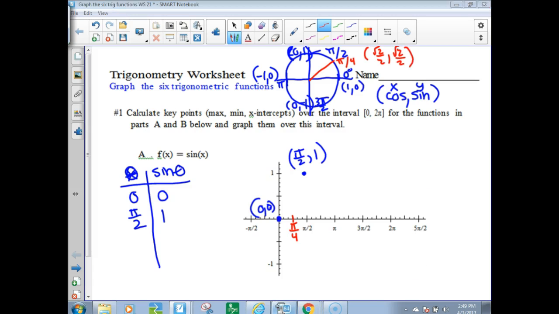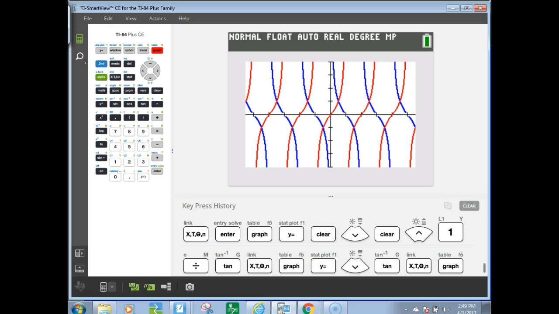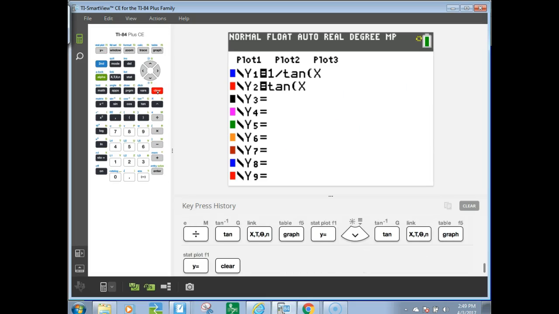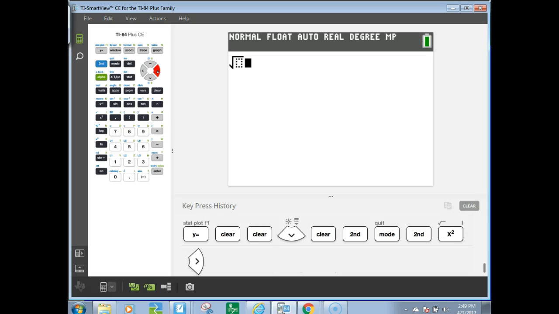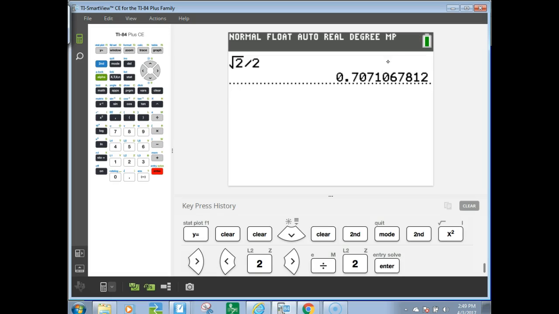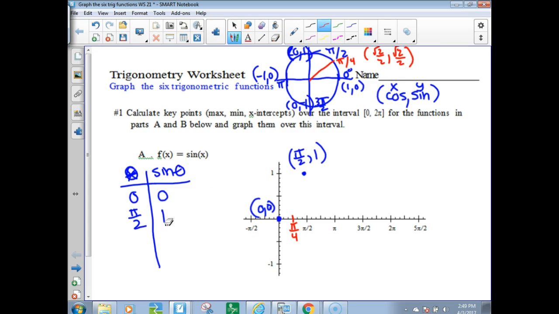Well, if you type that on your calculator just to see what that is as a decimal. If you type in square root of 2, divided by 2, that is about 0.707. Well, look, if you're at pi over 4, 0.7, that's 0.56. That'd be right around there.